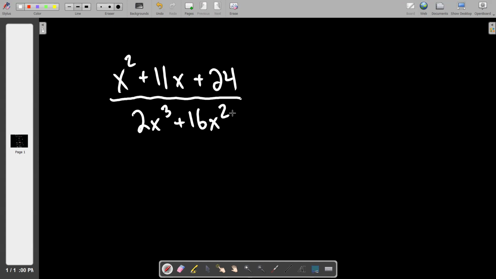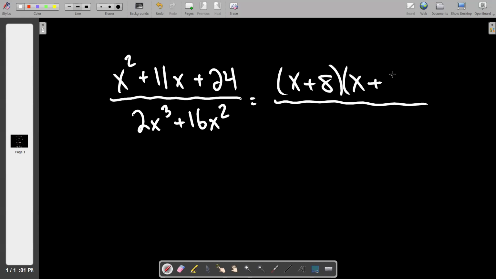Top is pretty standard fare, huh? What does it factor down into? Right. Just a nice classic quadratic trinomial. What is the bottom?